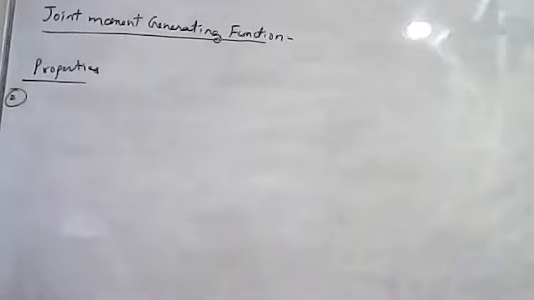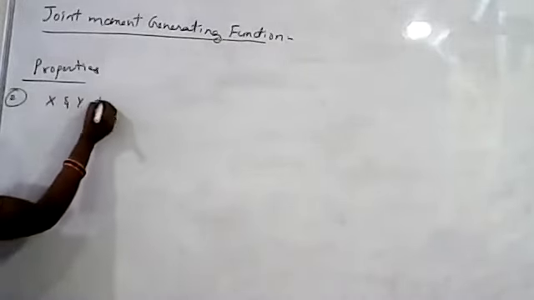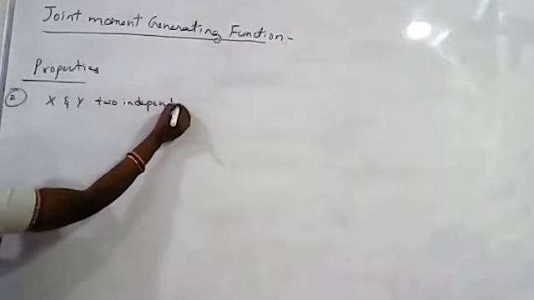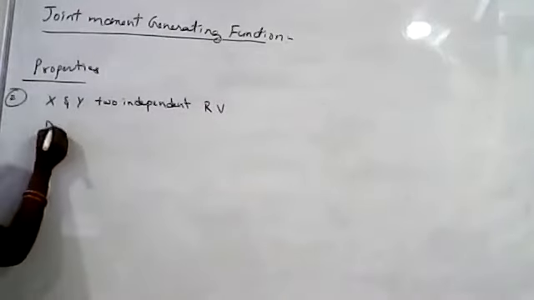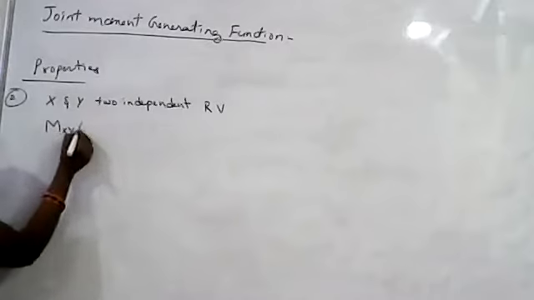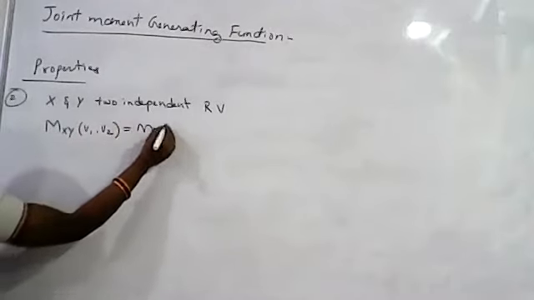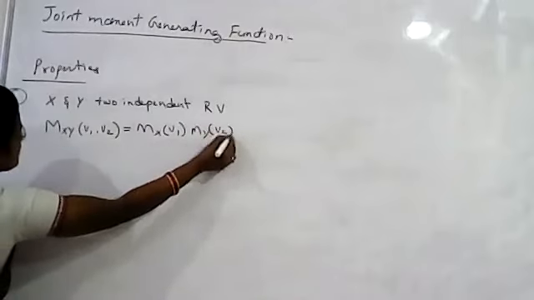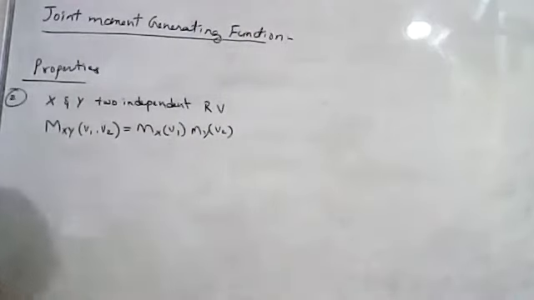The second property is that if x and y are two independent random variables, then M_XY of v1 comma v2 can be given as M_X of v1 into M_Y of v2. That is, the joint moment generating function will be equal to the product of the marginal moment generating functions.